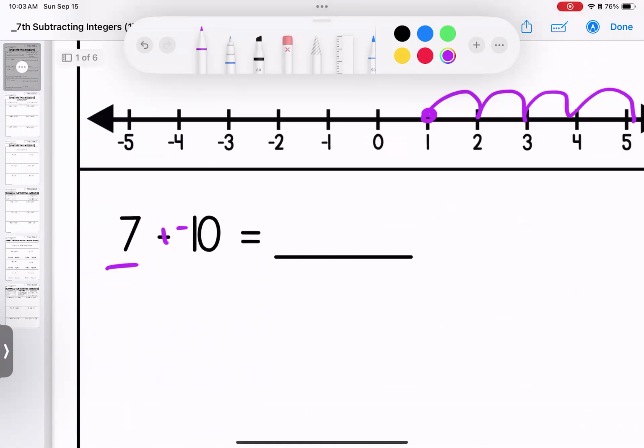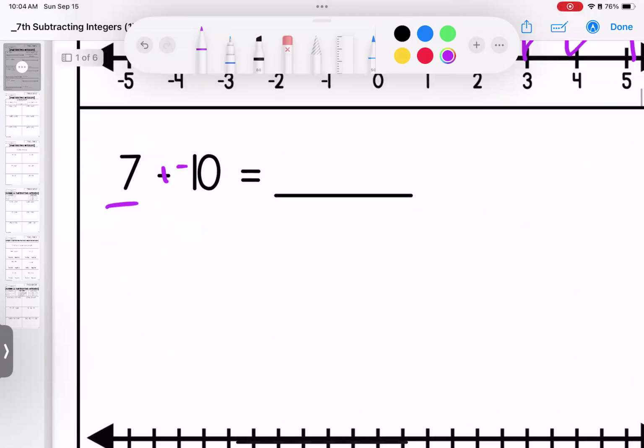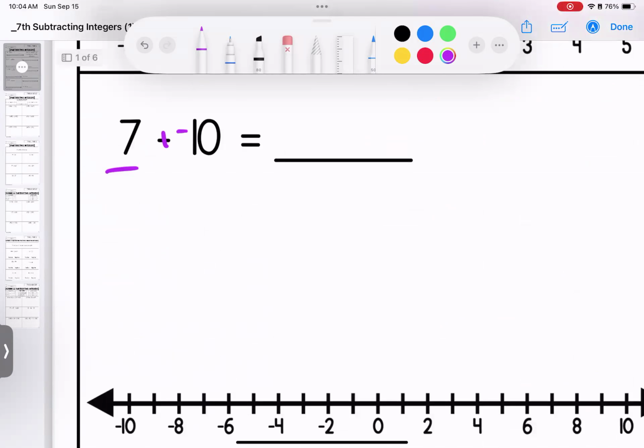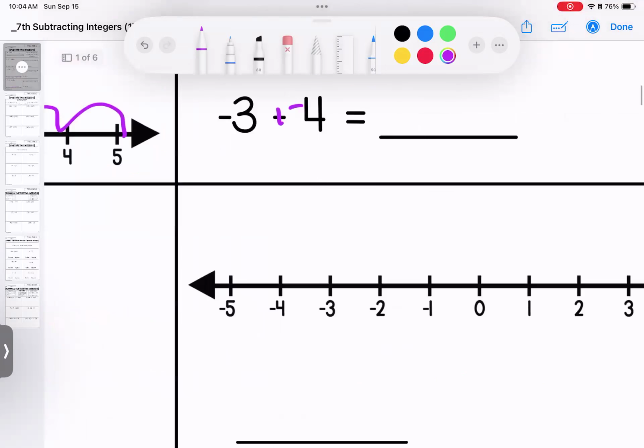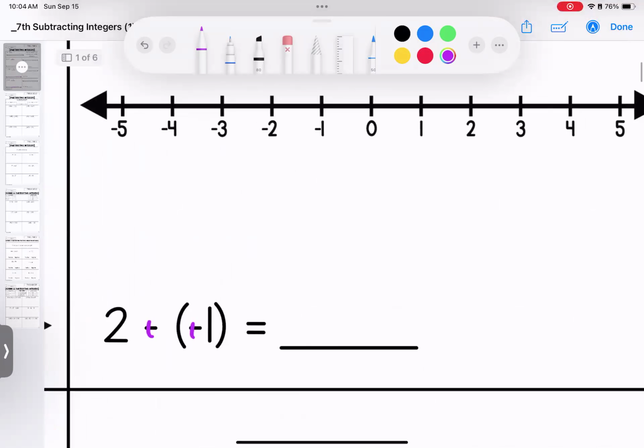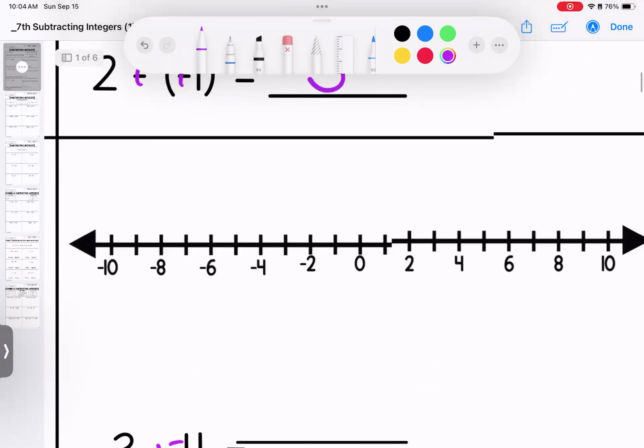Down here, 7 plus negative 10, opposite sign, subtract. So if I start at the 7, and I'm moving negatively 10. 1, 2, 3, 4, 5, 6, 7, 8, 9, 10. And if I check it, 10 minus 7 is 3. That 3 is negative because the larger number is negative, and you can see that's where we ended up on our number line. Coming over to the other side, hopping up to the top, 2 plus 1 is 3, and I can check that on my number line.